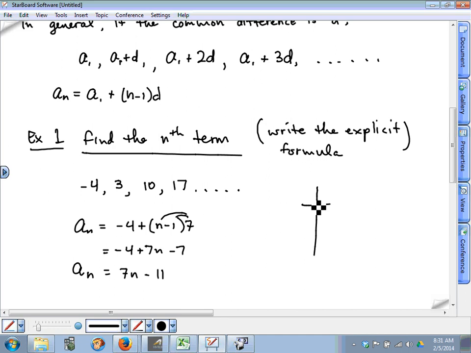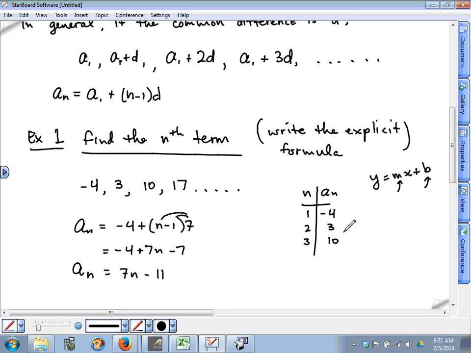Now, you'll get better at this as you get more comfortable, but if we're taking a look at an input-output table, when n equals 1, what's the output? Negative 4. When n equals 2, the output was 3. When n equals 3, the output was 10. Now, we're going to model this resembling something like y equals mx plus b. I know you all know what the m is. It is the slope, right? But what is b? It would be the y-intercept.